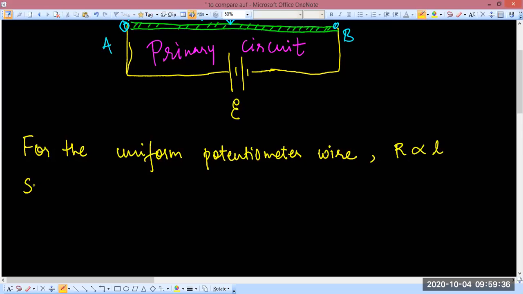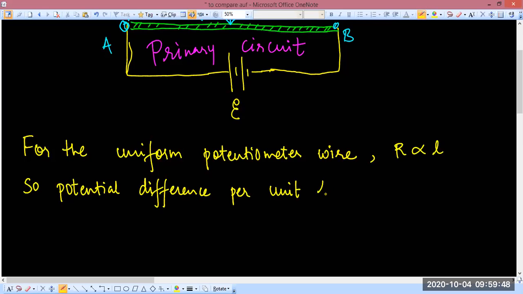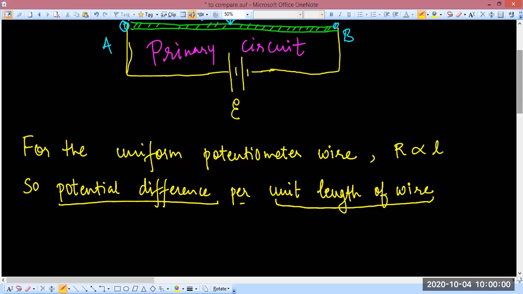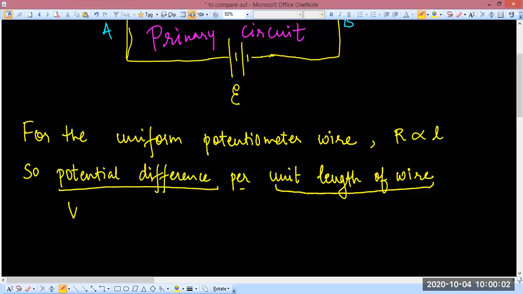So you could write potential difference per unit length of wire. Potential difference per unit length of wire. Right? Can it be said like this or not?